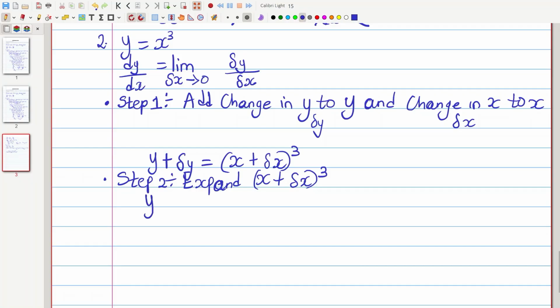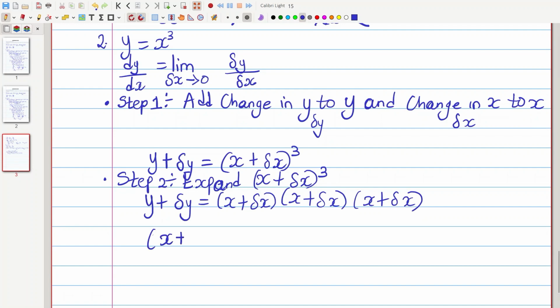So it will be y plus delta y equals x plus delta x, times x plus delta x, times x plus delta x. Now, this is not complicated. We did it before. We can do it again. So let's bring it out so that we can understand fully what I'm doing.